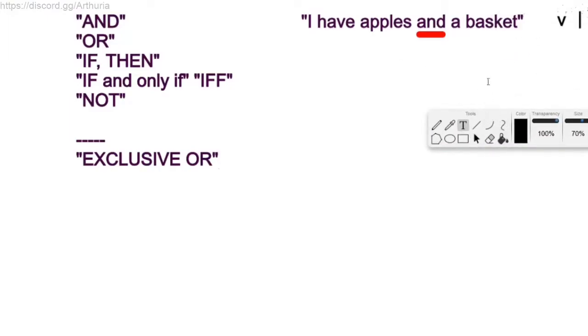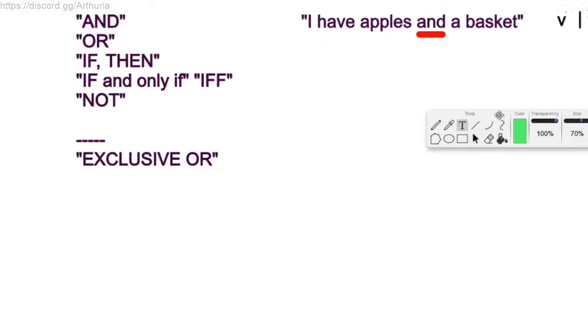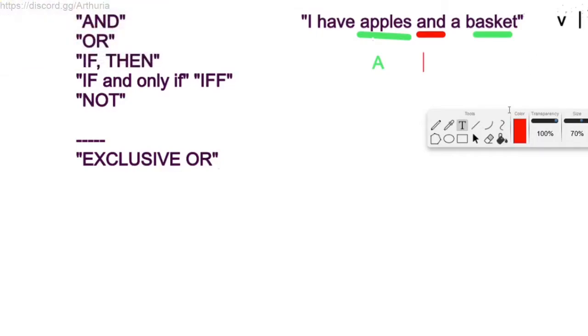So if we were to translate this statement into logic, we look at the operator, so we know it's an and statement, and then we look to see what is connecting these two operands. Here we have apples and we have the basket. So why don't we just call the apples A, and then we'll use our V. Sorry, not V. That's or. I got confused.